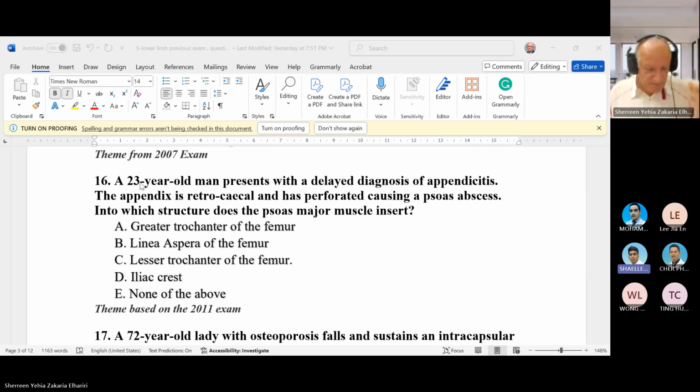A 23-year-old man presents with a delayed diagnosis of appendicitis. The appendix is retrocecal and has perforated, causing a psoas abscess. Into which structure does the psoas major muscle insert?